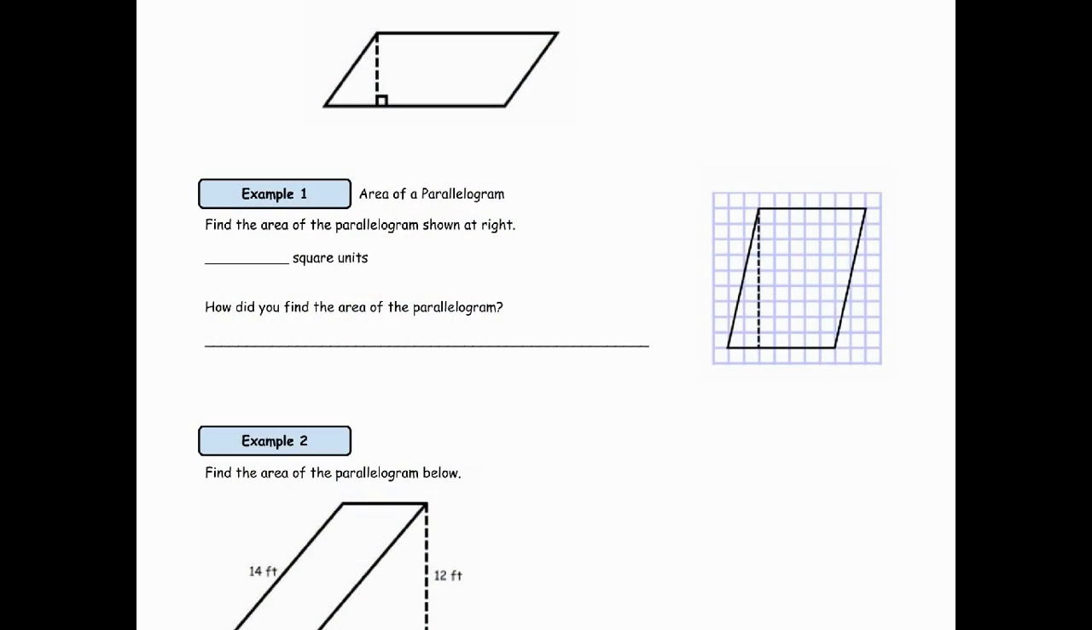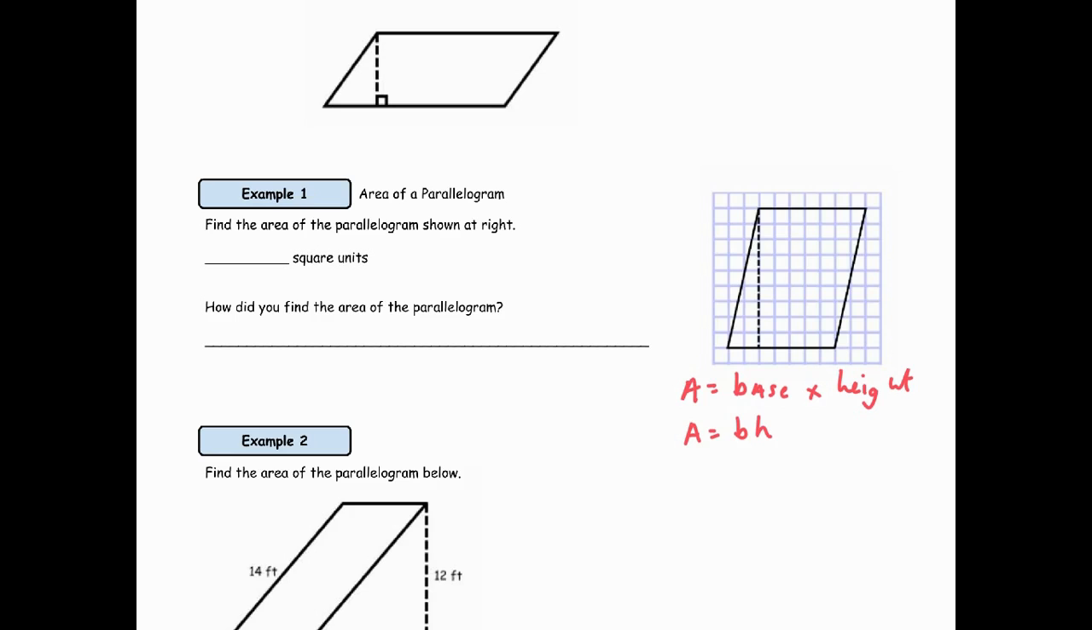Example number 1, find the area of the parallelogram shown at the right. So we have the dotted line here. That represents our height, and we know that our height makes a 90-degree angle with our base. So here are our bases. They have the same length. The area formula for a parallelogram is base times height, or A is equal to lowercase b times h.